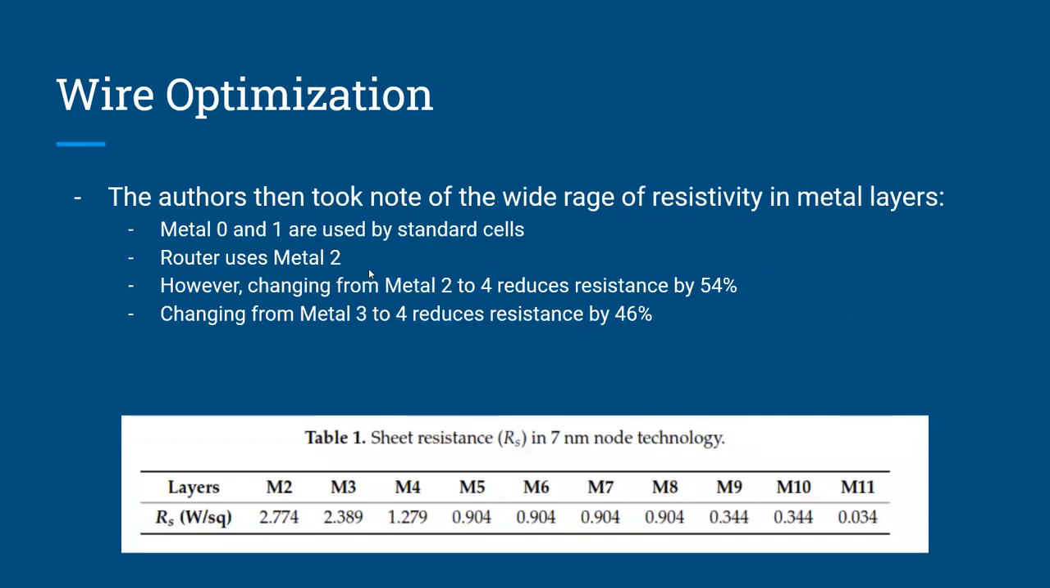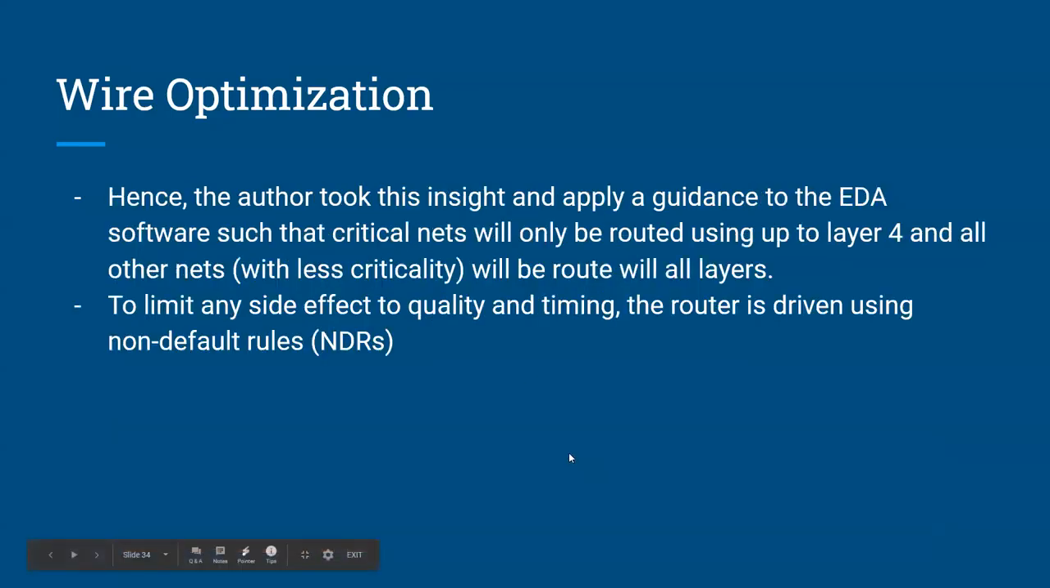Then the author took note of the wide range of resistivity in metal layers. You can see in this table below, metal 0 and 1 are mostly used by standard cells, which we will exclude. The router usually uses metal 2, so router, a software algorithm in EDA. However, changing from metal 2 to metal 4 reduces resistance by 54% because the wires are bigger. So the resistance is much less. More space for electrons to move. Changing from metal 3 to metal 4 reduces resistance by 46%.